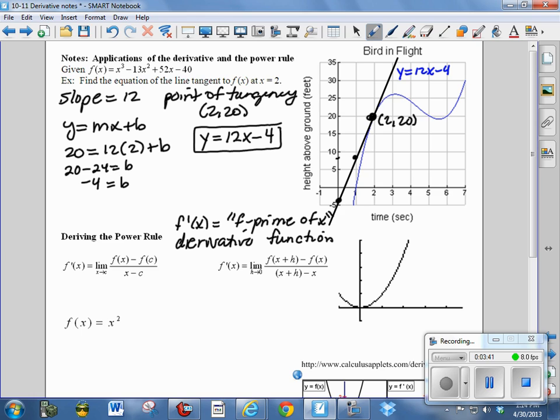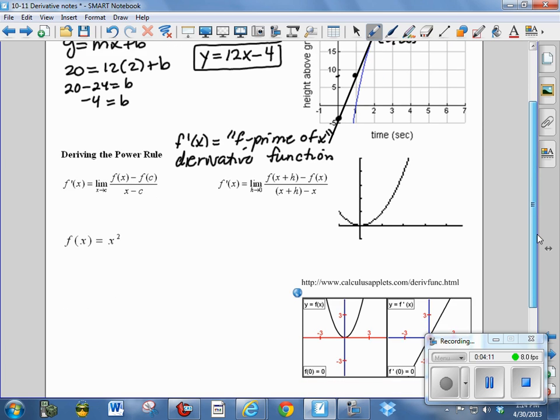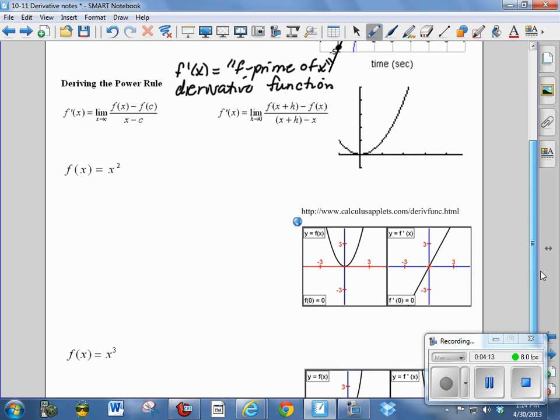Now, notice that the derivative function is defined as the limit as x goes to c of the slope of the line between (c, f of c), so that would be like our (2, 20), and (x, f of x), which is what we did in the previous examples. We moved that point (x, f of x) closer and closer to (2, 20), and we figured out the slope. But there's another way to describe that process of moving 2 points closer and closer together to find the slope of the tangent line. And that is the second definition here.